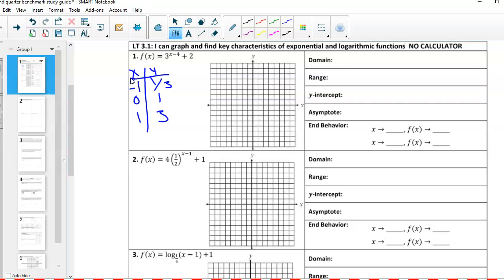And we're going to apply these two transformations to it. Add 2 to our y's. Do the opposite to your x's, so add 4 to your x's. So 3, 4, 5 are now your x's. 2 and a third, 3, and 5 are now your y's. Plot those 3 points.